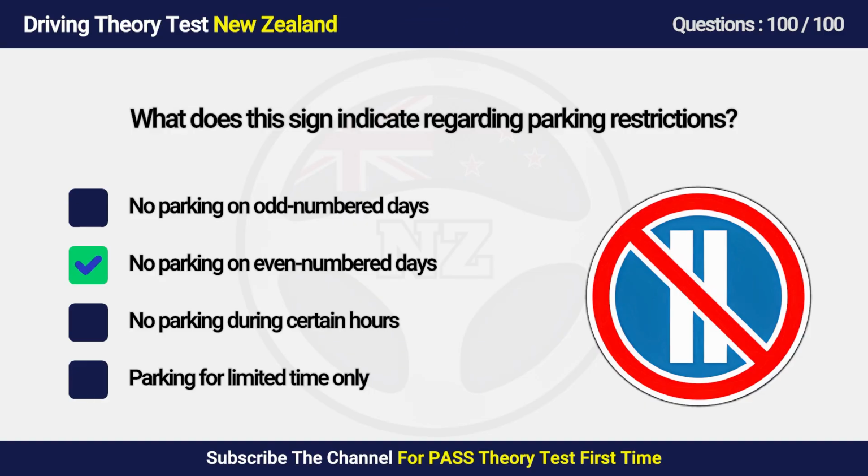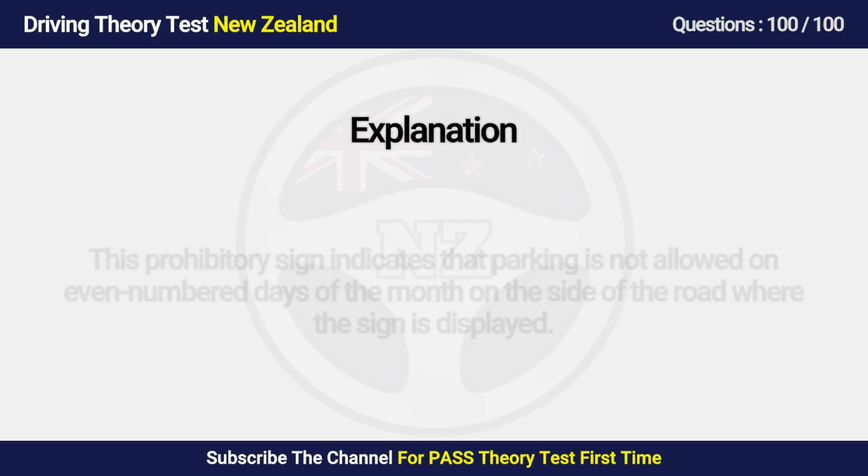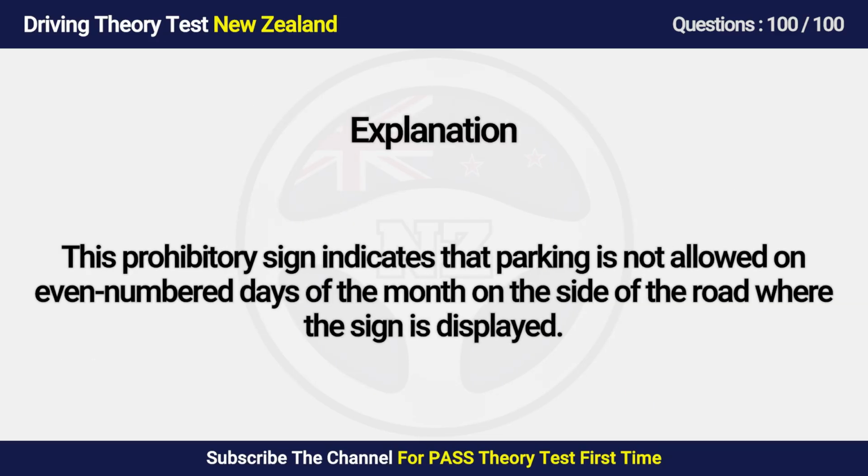Answer is B. No parking on days. This prohibitory sign indicates that parking is not allowed on days of the month on the side of the road where the sign is displayed.